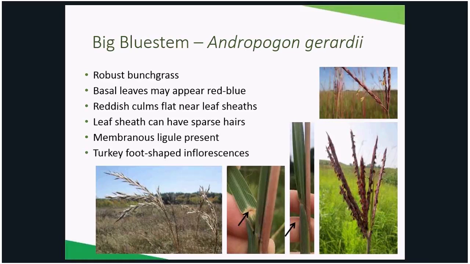But definitely very characteristic of a turkey foot. They will branch with age and kind of curve and rustle in the wind. So again, an easy way to tell big bluestem is to look for that shape of the inflorescence.